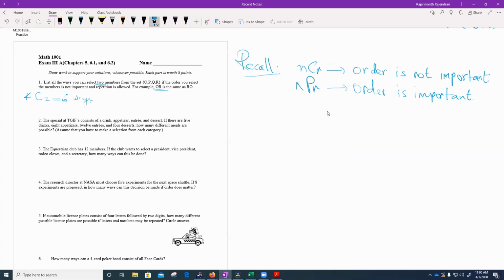First, I could choose O and P, or you could choose O and Q, or O and R, right? Or you could choose P and Q, or P and R, or you could choose simply Q and R, right? So 1, 2, 3, 4, 5, 6. There are 6 ways. So you have to list like that. You have to write all of them. Okay.